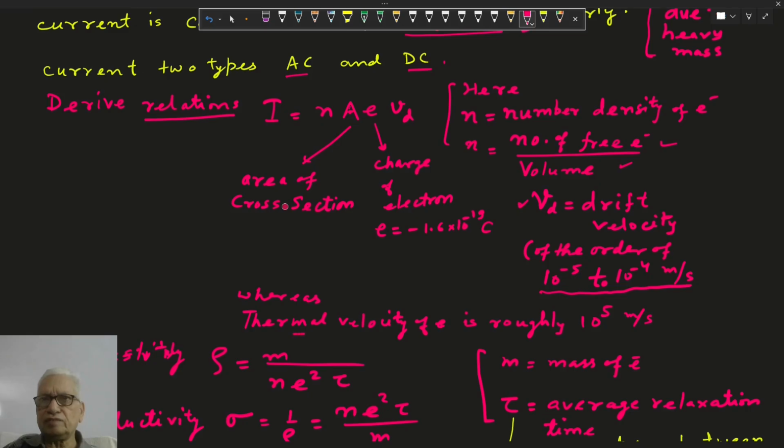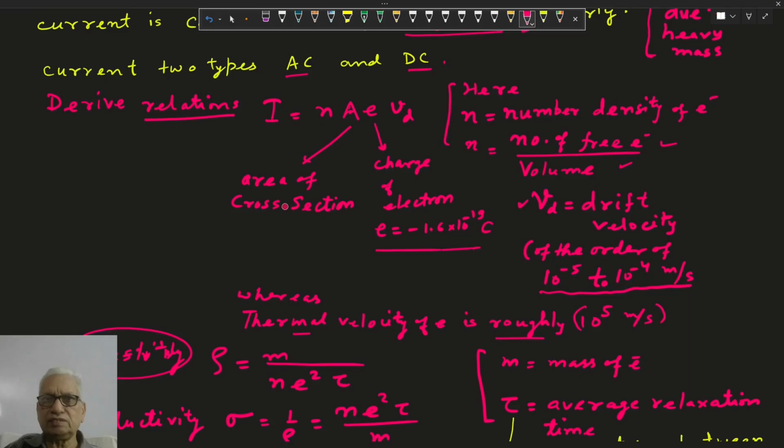That is the thermal velocity, very large, roughly 10 to the 5 meter per second, roughly 100 km per second, which is many times more than the drift velocity. A is the area of cross section, and e is the charge of electron, minus 1.6 into 10 to the minus 19 coulomb.